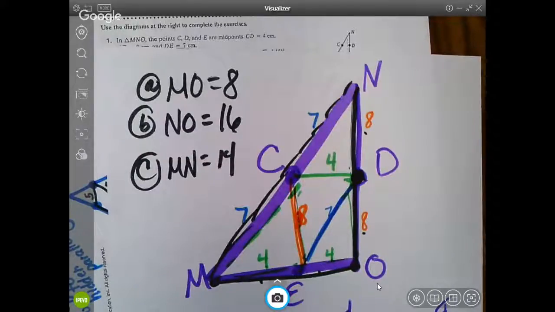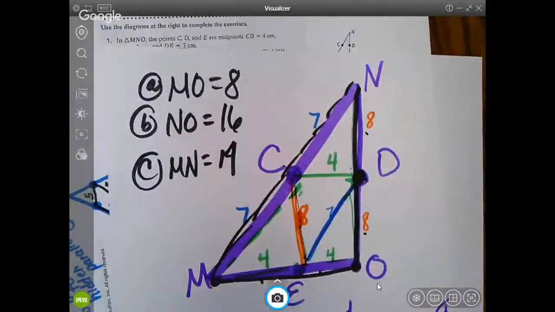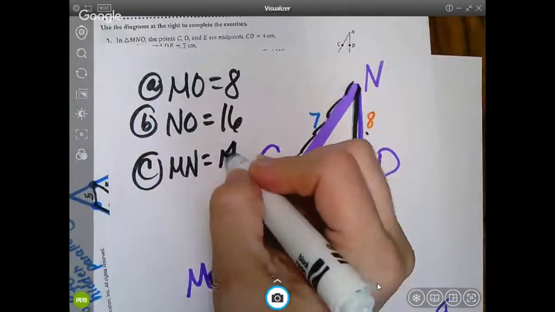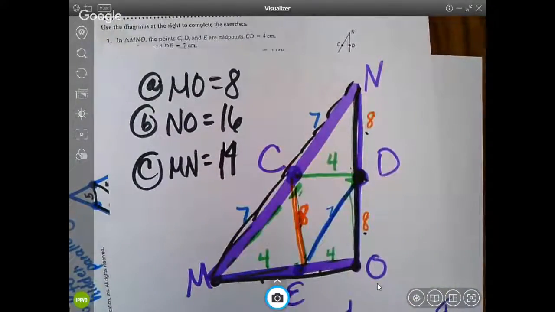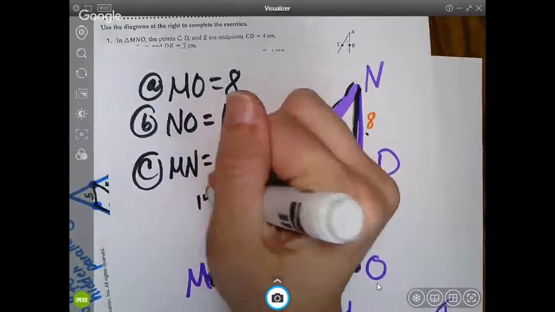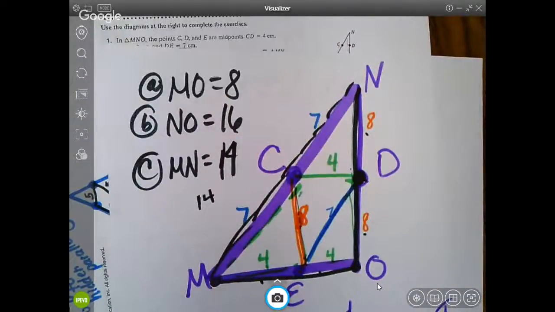That is a 14, ma'am. Not that that makes it look any better. I know. AKA 14. Okay, can we go on?